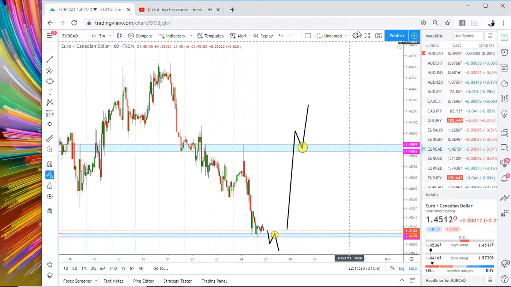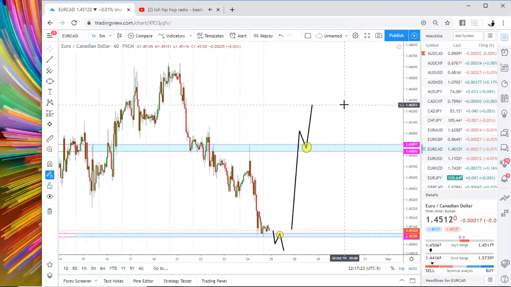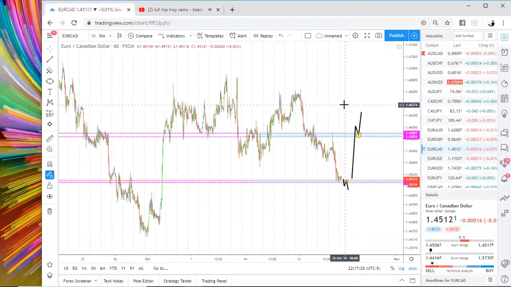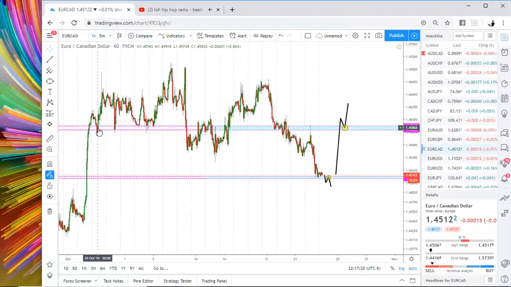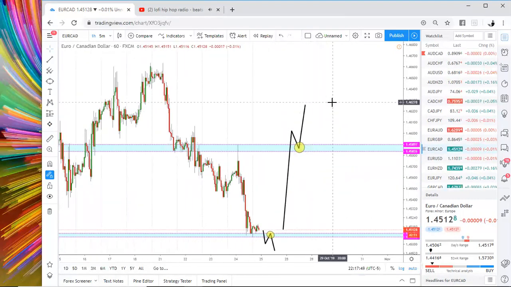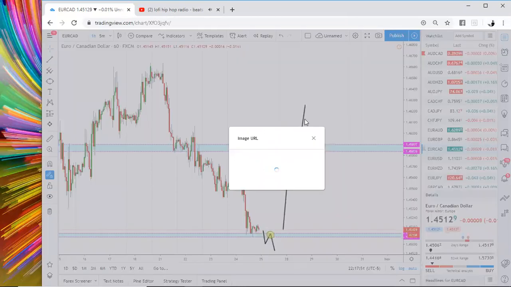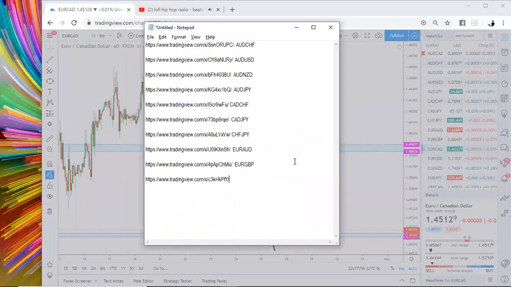This is for EuroCAD. Yeah, the structure is pretty. I wouldn't second guess this zone because it's been tested multiple times. Broke, test, broke, test, broke, test, broke, test, and then came back up finally. So yeah, this is a pretty strong area, strong trade to look out for. Every single one of these, you got to remember it's the same thing over and over again, but still the concepts are the same.